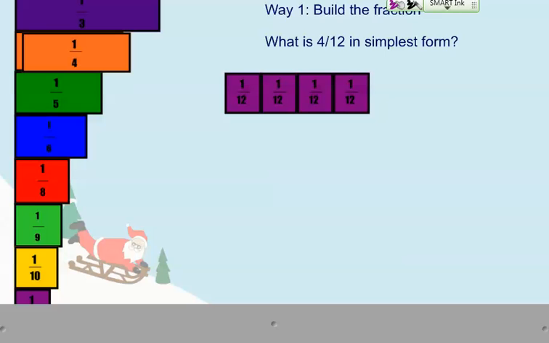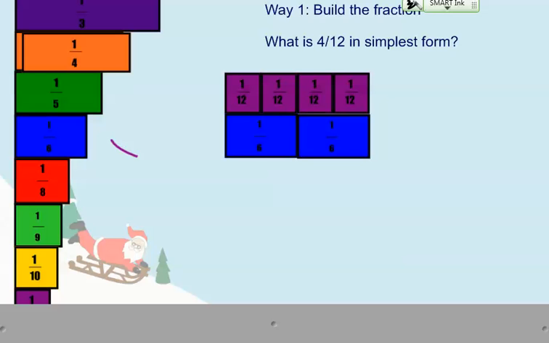Does 9 go into 12? No, so I can't use my nines. Does 8 go into 12? No, so I can't use my eights. Does 6 go into 12? Yeah, it does. How many times? 2, you're right. So we're going to take this blue piece and build until we get an equivalent fraction. Okay, so 2/6 is equal to 4/12. So right now 2/6 is the simplified 4/12.